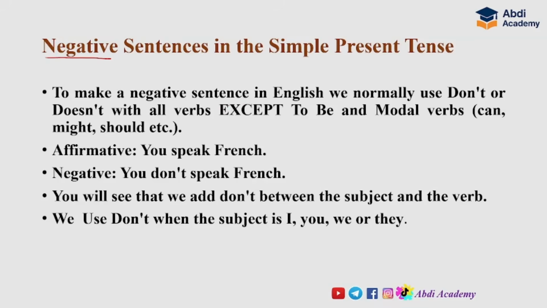Akkamittiin hima tokko present simple tense keessatti negative goonaa jechuudha. Is it difficult? No. Let's see together. It's very simple. So, obviously, to make a negative sentence in English, we normally use don't or doesn't.